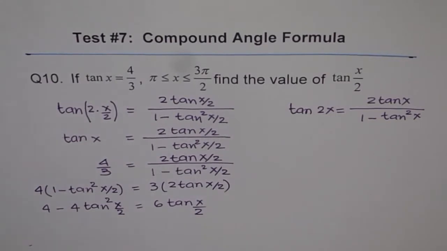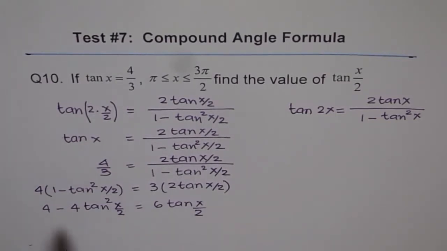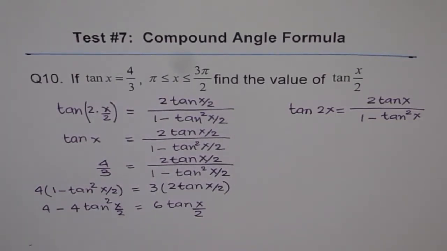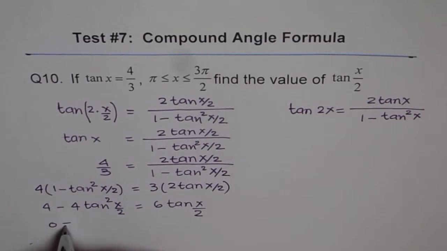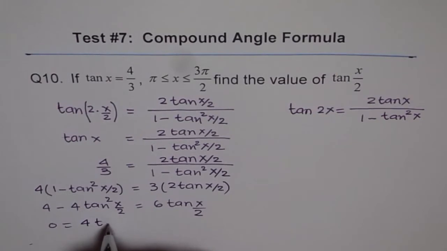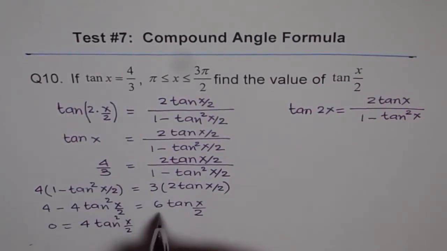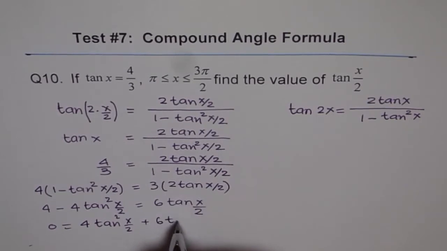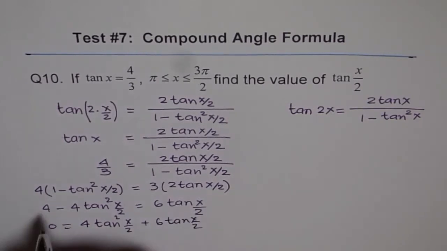Okay, now this is a quadratic equation in tan which can be solved, right? We can factor and solve it. So first step is let's bring them together. So we get 0 equals, let's bring it on this side. I always want to keep this positive, right? That is kind of a rule for me. So let's do that part. So we get 4 tan square x by 2 plus 6 tan x by 2 minus 4.